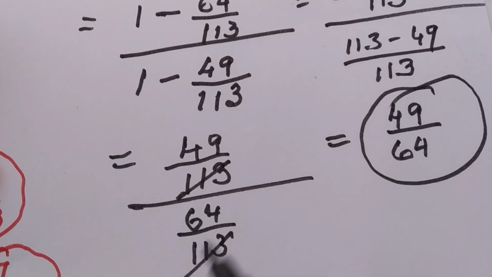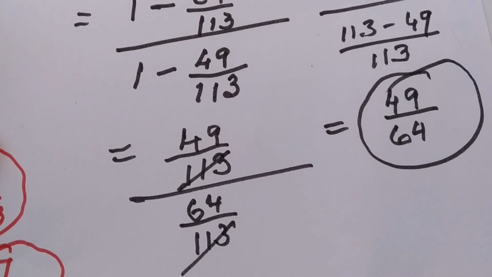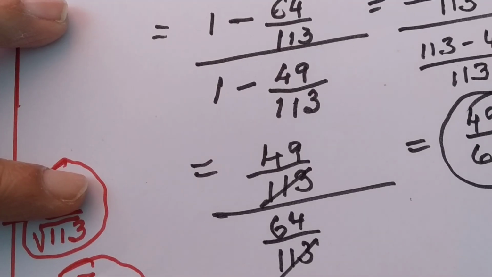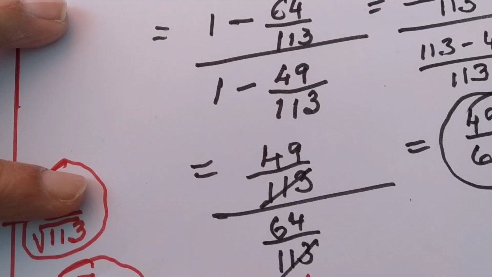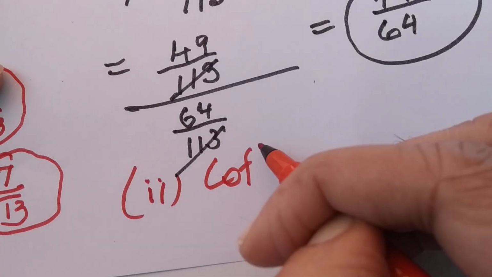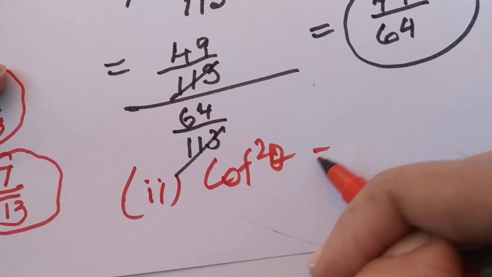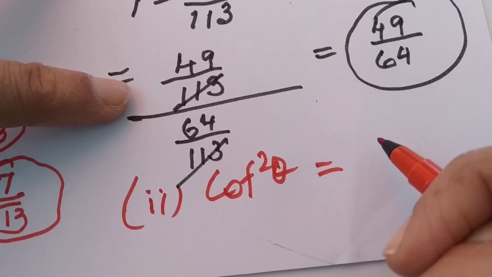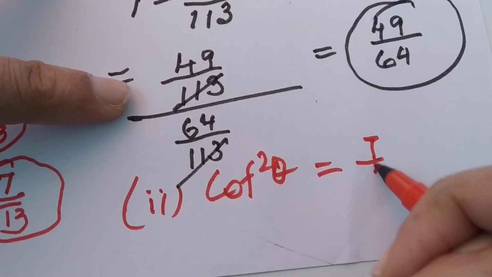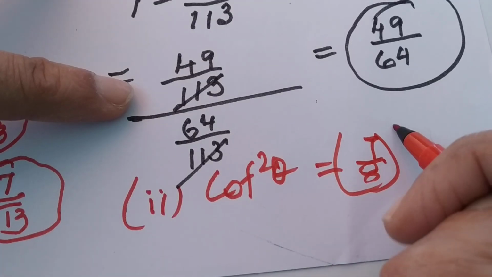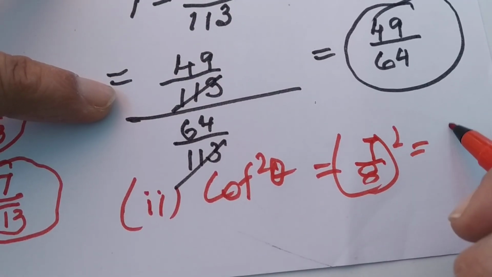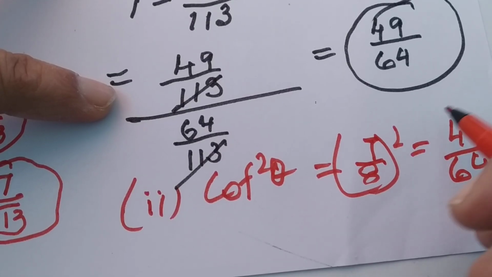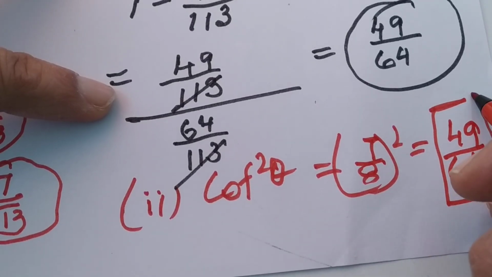Now coming to the second part of the question. The second part of the question is very direct, as we mentioned. The second part of the question is, what is cot squared theta? It is given cot theta is equal to 7 by 8. So it is nothing but 7 by 8 the whole square, which is equal to 49 by 64. Right, so this is your second part.